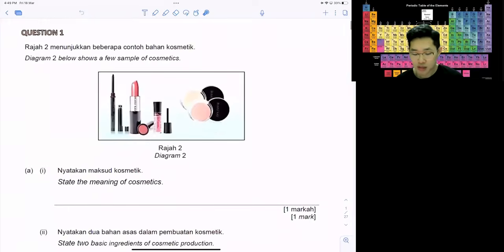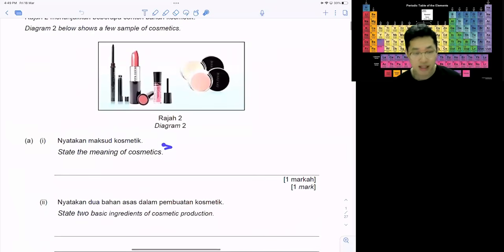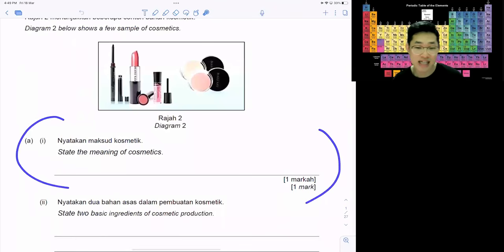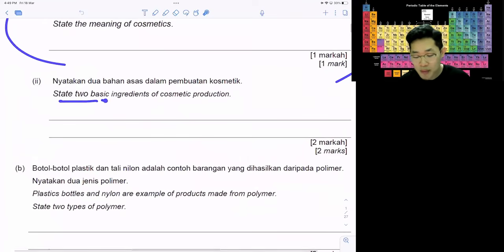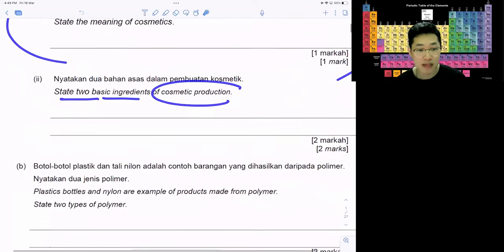So here, question 1, state the meaning of cosmetic. So what is cosmetic? Products that are used externally with the purpose to cleanse and what? Other than cleanse? Enhance appearance. Okay. Protect. Yeah. But of course, definition, as I said, if you can't do definition, it's okay. Next, state 2 basic ingredients of cosmetic product.